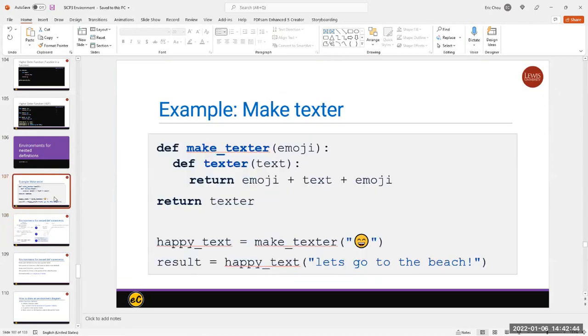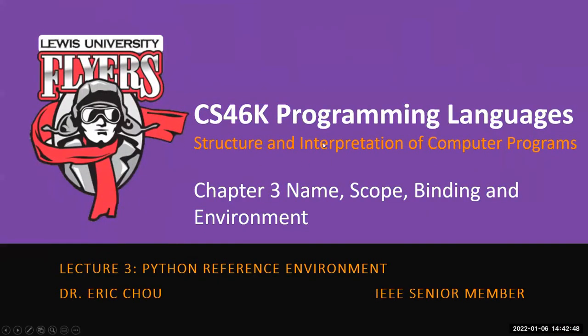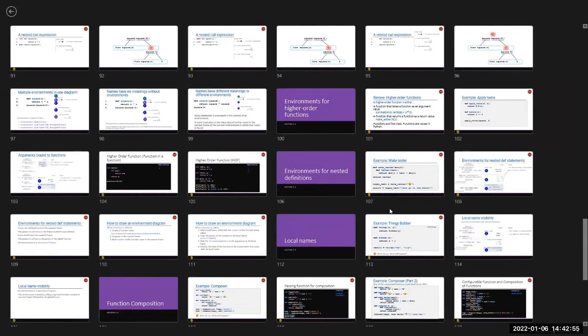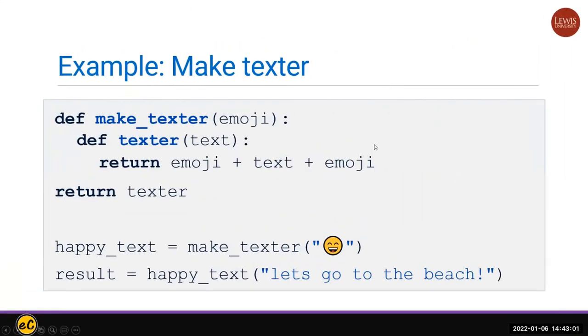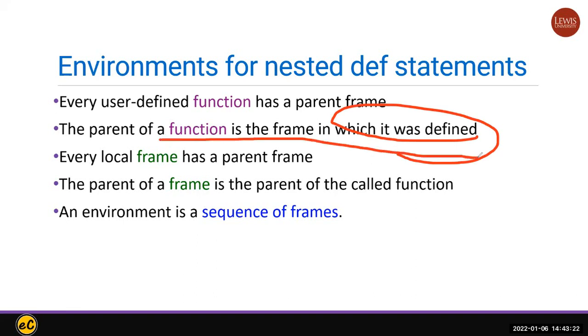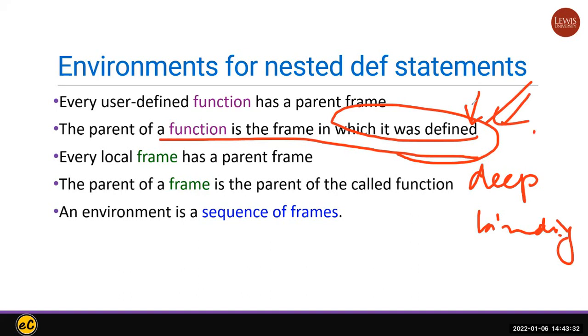The make texter, the texter function. That's the texter function, okay? So we pass the higher order, we are in this texter. So environment with nested definition in statement. Every user-defined function has its parent frame, okay? And the parent of a function is the frame where it is defined. Remember, we are dividing, so the function's parameter and environment will be at its defined location. So it's called dividing. Remember that variable you bind according to where you are defined, okay?